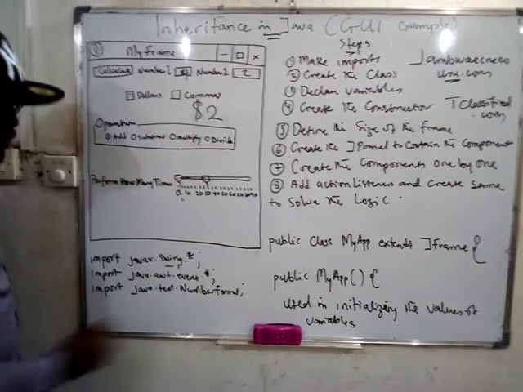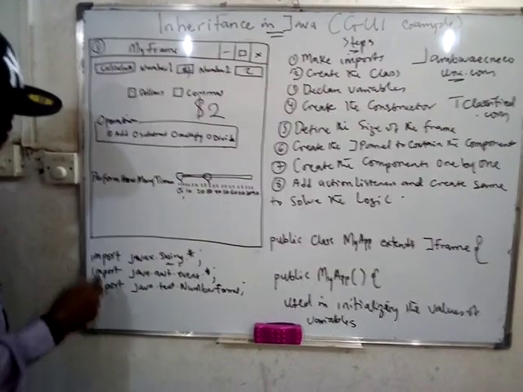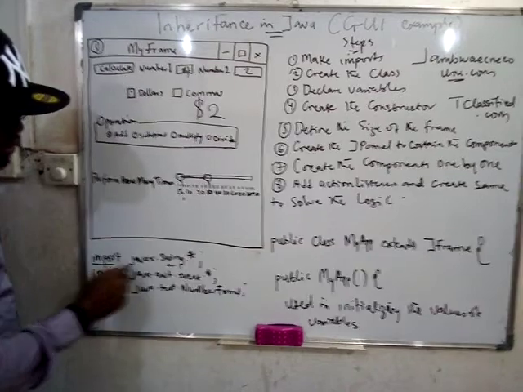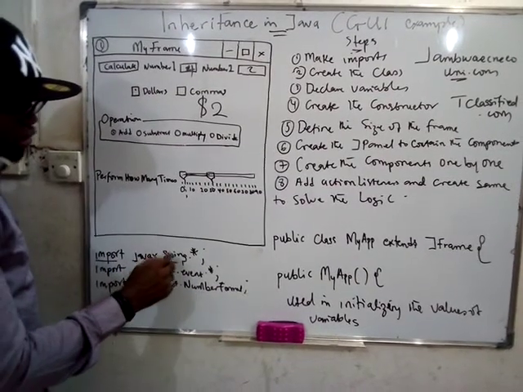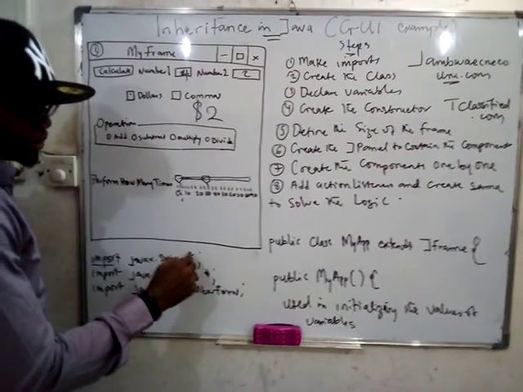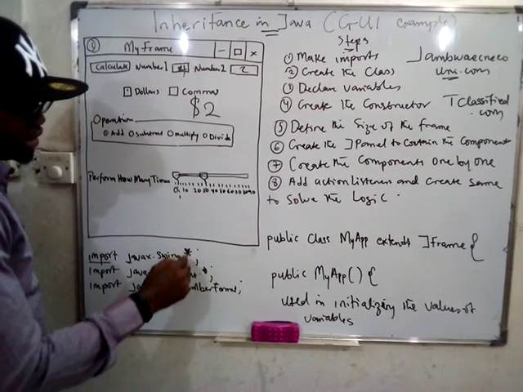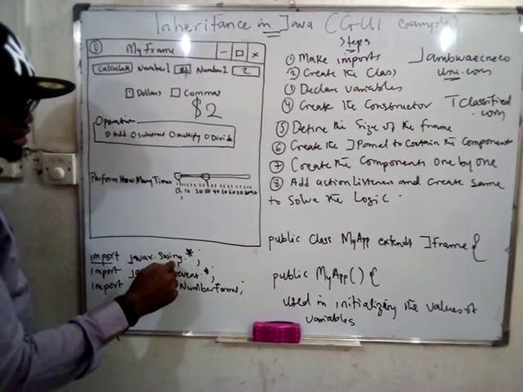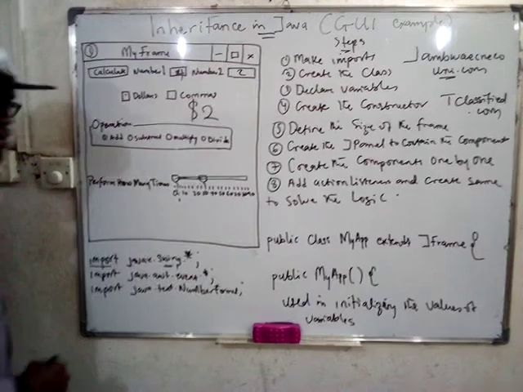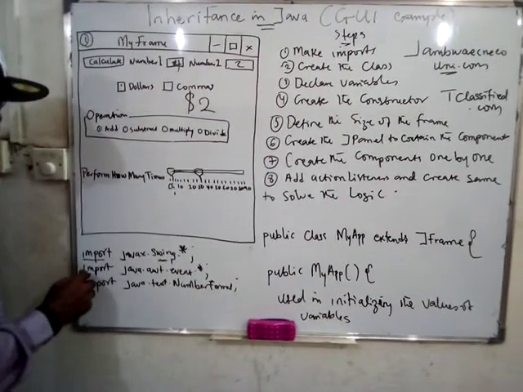And what line of code do you use for this? You use something like import javax.swing.*. This asterisk simply means that it should import every code that is inside javax.swing.